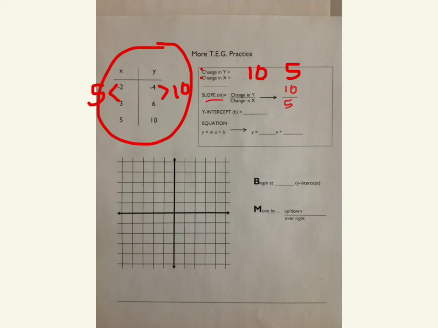So down below, I'm going to already replace that, which simplified is 2 over 1, or just 2, in my equation where m is. m, 2.